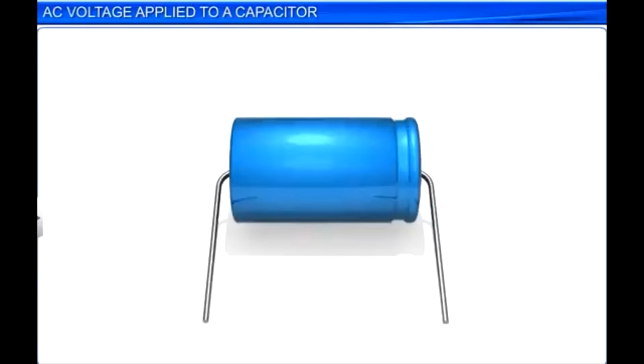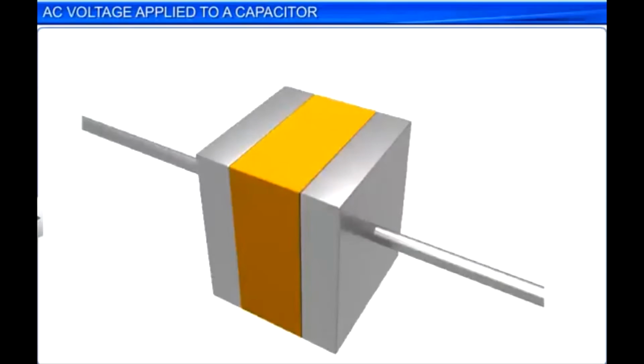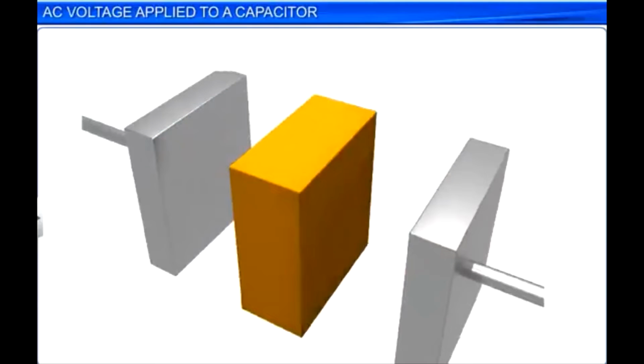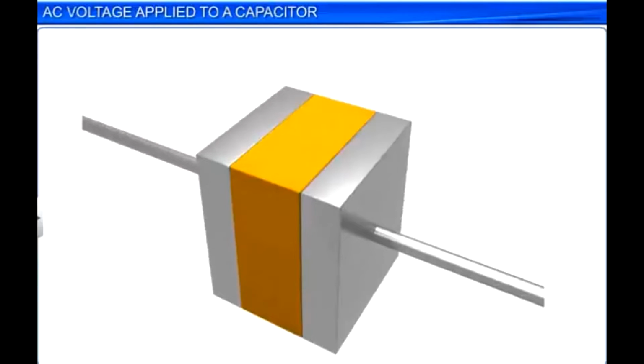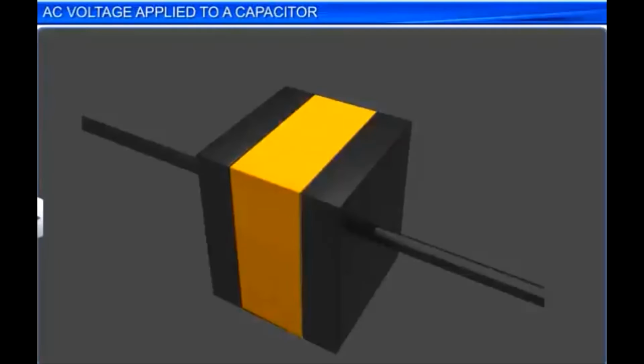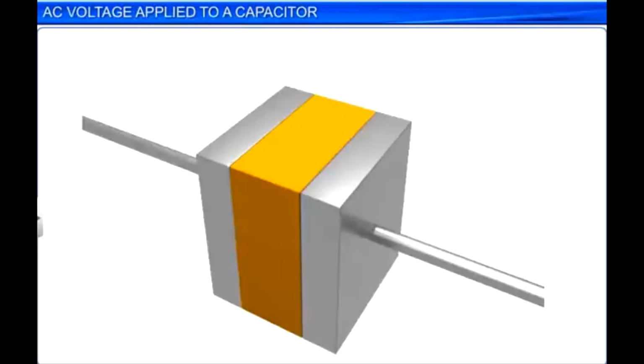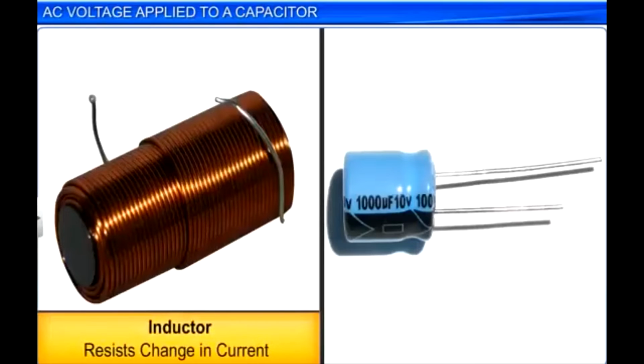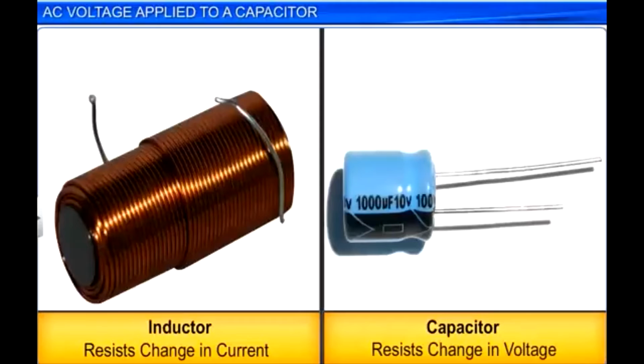A capacitor is a device that can store a charge. A simple capacitor consists of two conducting plates separated by an insulating material called a dielectric. Unlike an inductor, which resists any change in current, a capacitor resists any change in voltage, thus ensuring a supply of constant voltage.